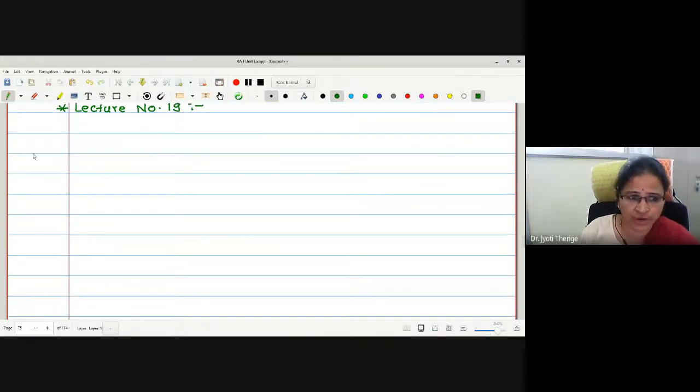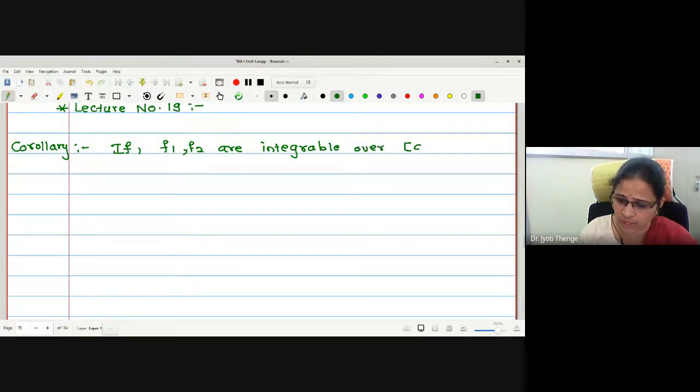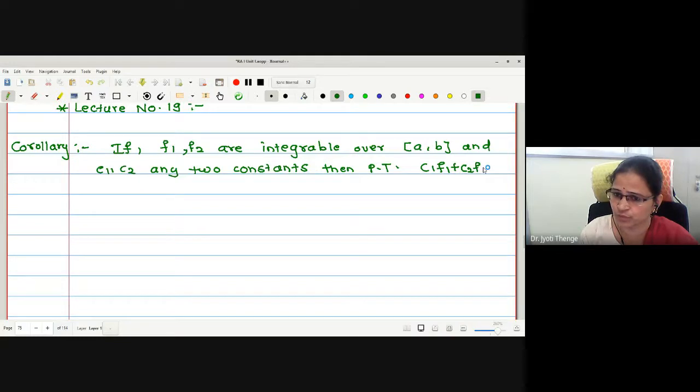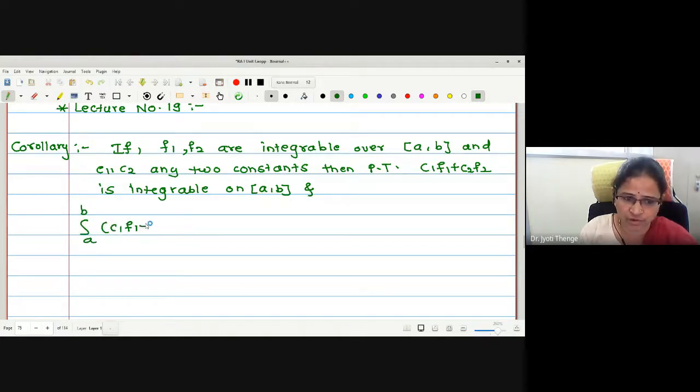Now let me do one corollary depending on this. The corollary says that if f1, f2 are integrable over the closed interval a to b and c1, c2 are any two constants, then prove that c1 f1 plus c2 f2 is integrable on the same interval a to b, and one more point we wanted to prove, the integration of c1 f1 plus c2 f2.